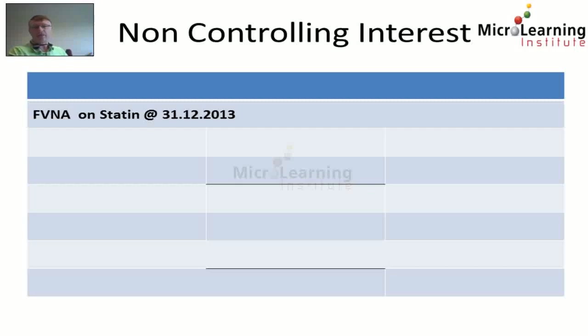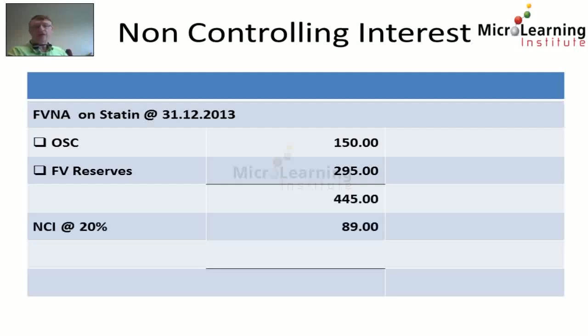Next up, we can now look at non-controlling interest. And again, in order to establish the non-controlling interest, we need to look at the fair value of the net assets of Statin on the 31st of the 12th, 20x3. And of course they comprised ordinary share capital, which is 150, and the fair value of the reserves, which of course is the updated value of the reserves of Statin from our updated reserves working. And that meant that the fair value of the net assets of Statin came in at 445. The non-controlling interest owned 20% of those, because we, the group, owned 80%.